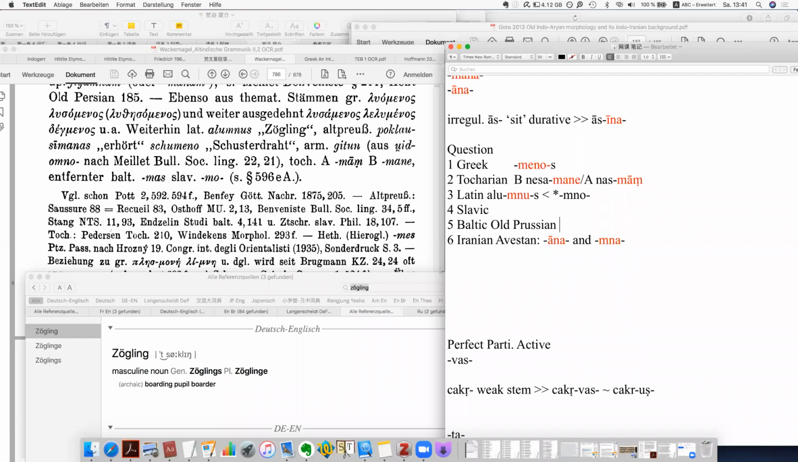So there's a form called Pokrausimanas, yeah. So Pokrausimanas, we also have the form here. So it's also mana, right? And it means erhört, yeah. Erhört means heard, 听到, right? And then mh₁no, well, I'm not familiar with this word, but we can probably move on.